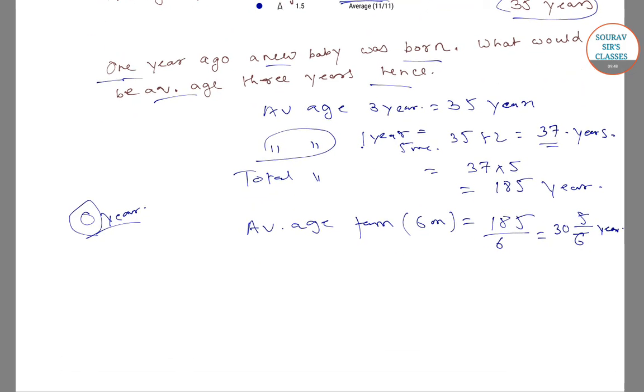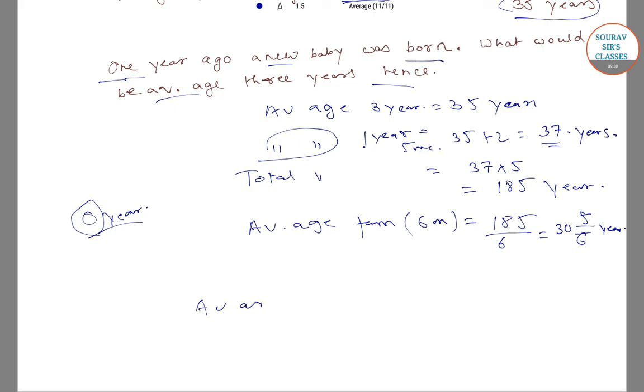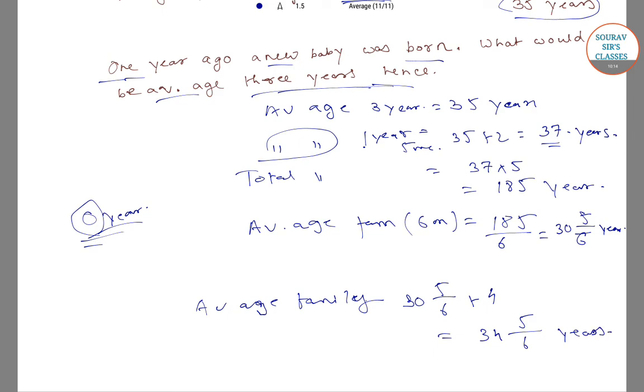So the average age of the family 3 years hence, that is, after 4 years from the birth of the baby, would be 35 by 6 plus 4, which is equal to 34 5 by 6 years. So the average age of the family 3 years hence would be 34 5 by 6 years.